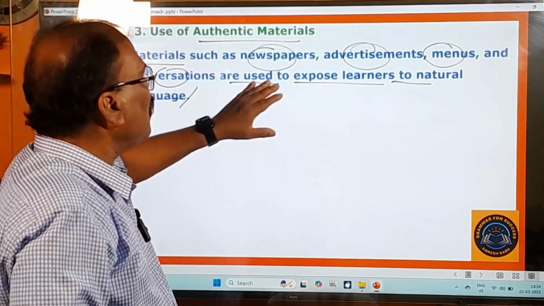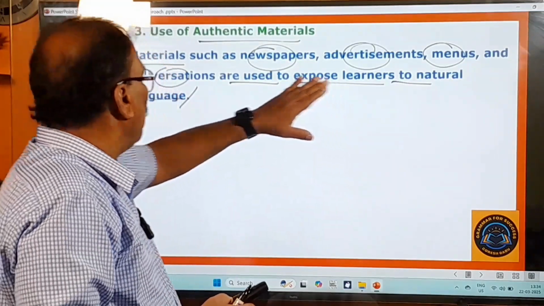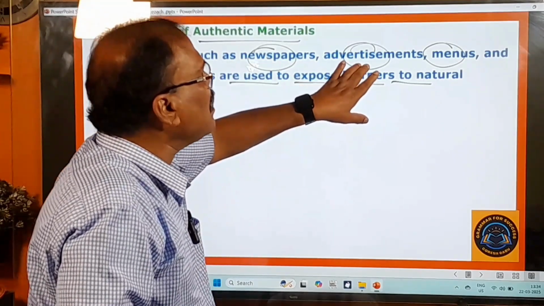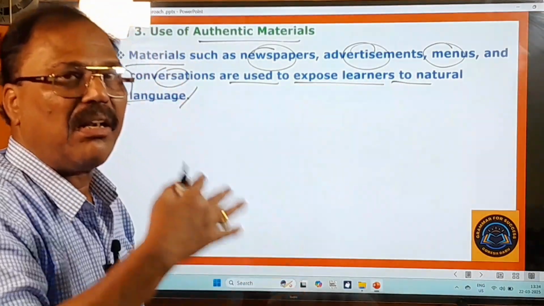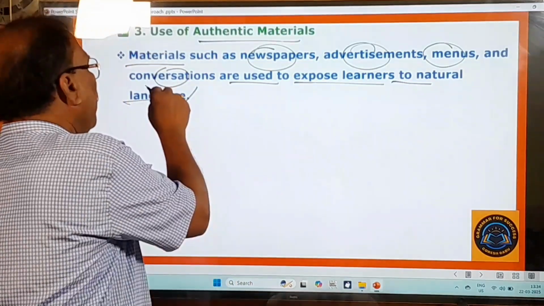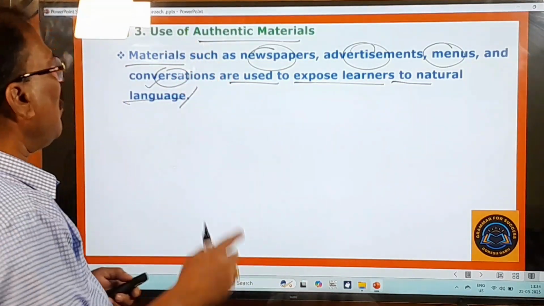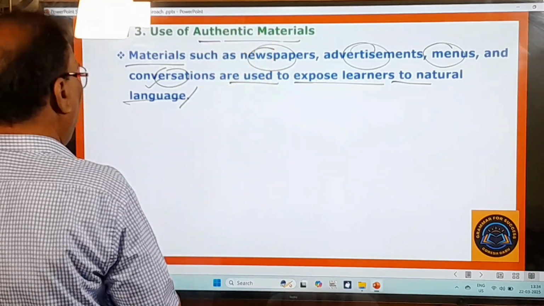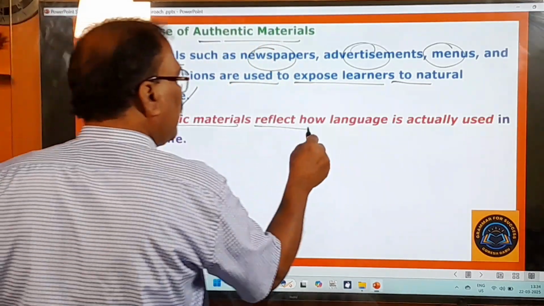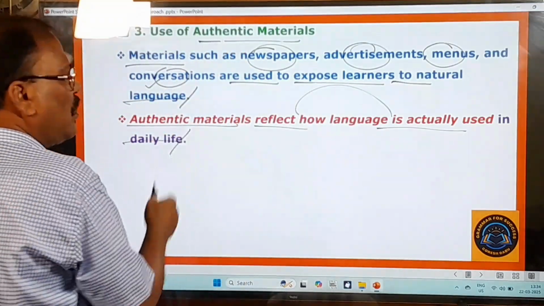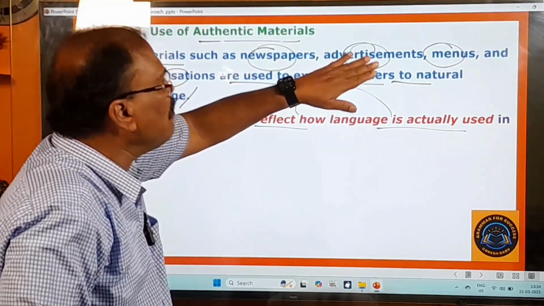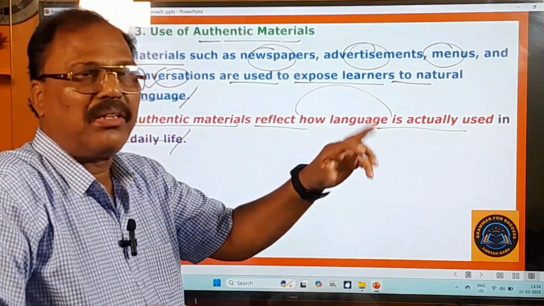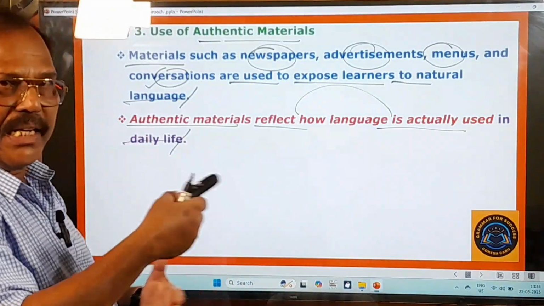They are used to expose learners or the students to natural language. So after looking at the newspapers, advertisements, menus and conversations, the learners are very likely to pick up language naturally. So for that purpose, in this CLT, authentic materials are used. Here, authentic materials reflect how language is actually used in daily life. So through these newspapers, advertisements, menus, or conversations, the learners will learn how to use language in real life situations, in daily life and all that.